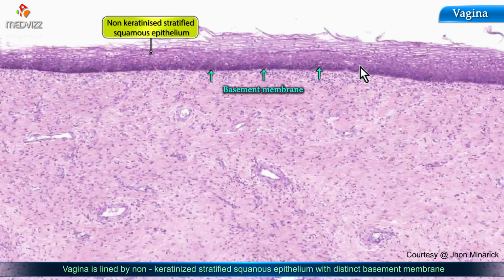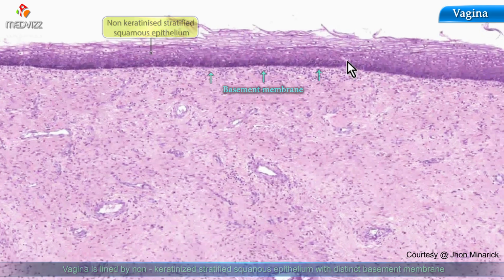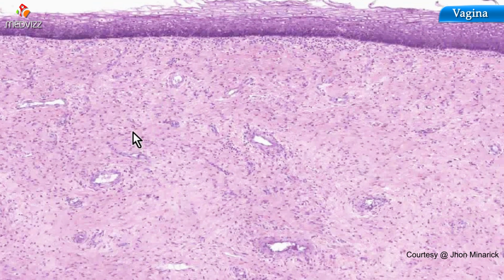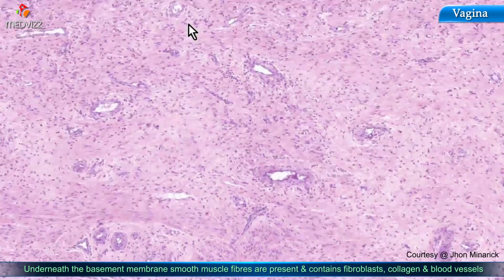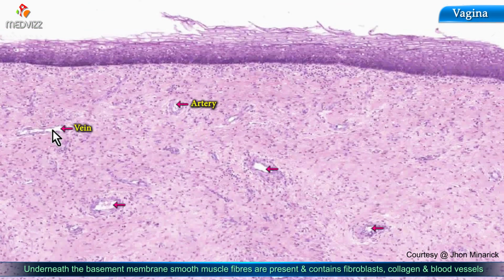It has a distinct basement membrane. It is underlied by some smooth muscle fibers, perhaps here, a lot of fibroblasts and collagen, and a lot of blood vessels. Here's an artery, here's a vein. Well, that's probably an artery, that's probably an artery, and that's probably a vein.